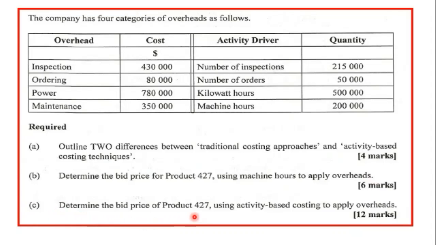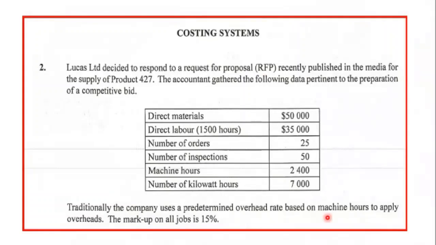Determine the bid price of product 427 using activity-based costing to apply overheads. Okay, so you have to do both job costing and activity-based costing on the same data. Okay, now start to read the question.